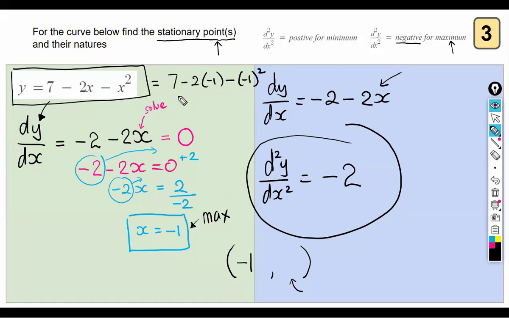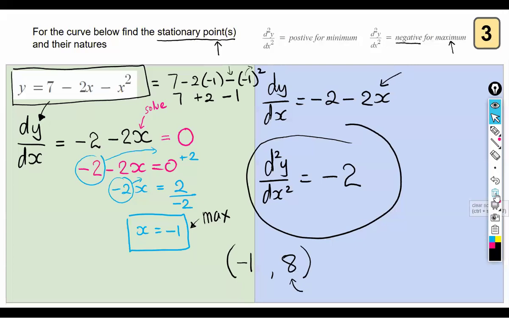I think I did a good job there, right? So 7 - 2 by -1 is +2. Oh, by the way, this -1 in brackets, -1 squared is +1. But who's waiting on the outside? Minus. Okay? -1 squared is +1. +1 by a minus is a minus. 7 plus 2 is 9. Minus 1 is 8. The answer is 8. So at the point (-1, 8), we have what? A maximum point. Can we look for a mistake there? Look for a mistake.